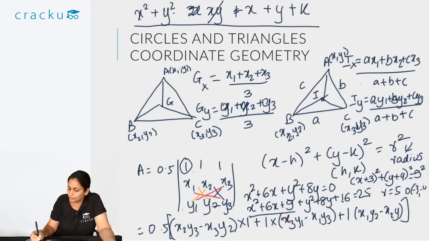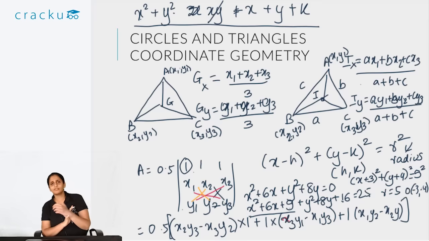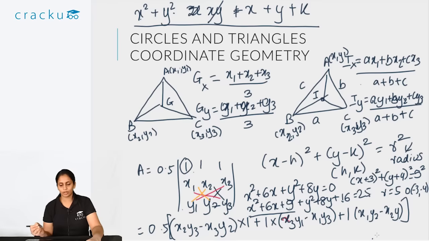and the center of the circle is at (minus 3, minus 4). So always remember, for a circle you need an x square term, you need a y square term, and you should not have an xy term in it. Once you have that kind of an equation in x and y, you can then change it to the form (x minus h) the whole square plus (y minus k) the whole square is equal to r square, and that is the equation of a circle. So these are the basic concepts of coordinate geometry as applied to circles and triangles.